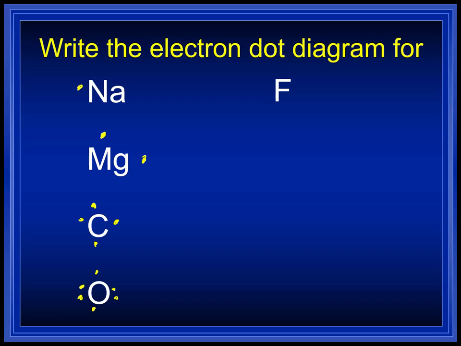Fluorine's a halogen. Halogen's group 7A. So 7 dots. Put 1 on each side to get to my 4. Got 3 more to go. Make 3 pairs and 1 unpaired. Okay. So it's always 8 dots, but it's really 4 pairs.